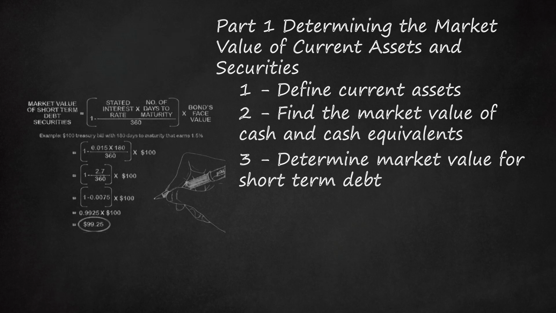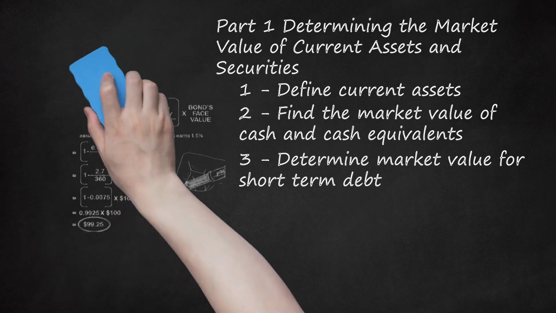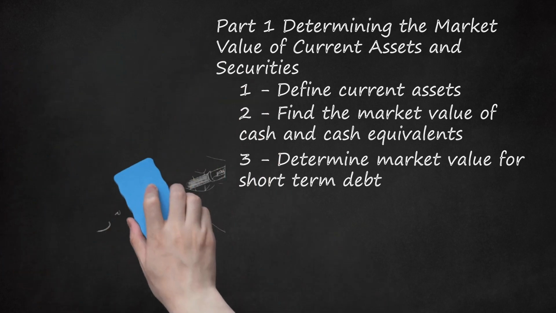0.015 by 180. Divide this number by 360, an approximation of the number of days in the year, to get 0.0075. Then, subtract this number from 1 to get 0.9925. Finally multiply by the bond's face value, $100, to get $99.25, the market value of the bond.